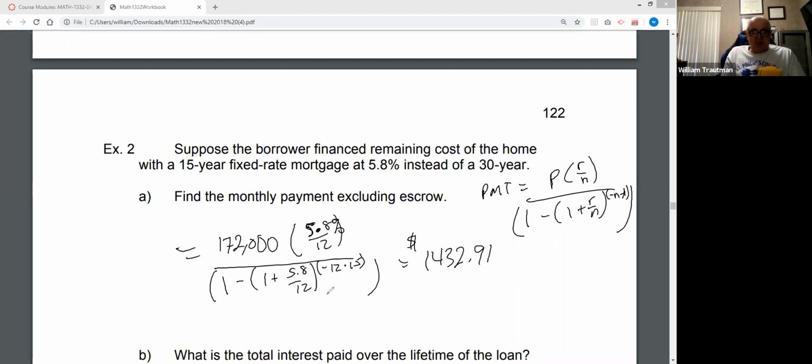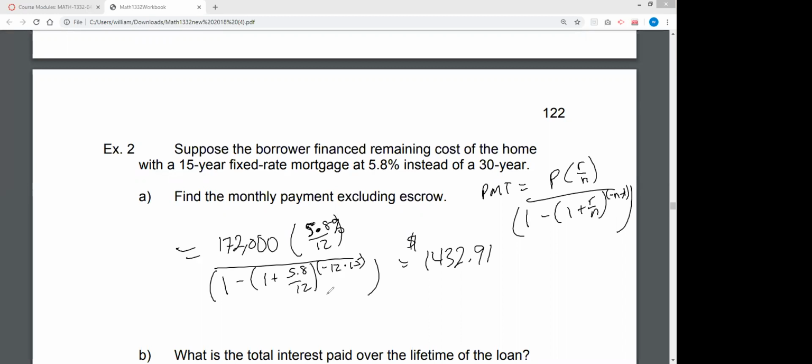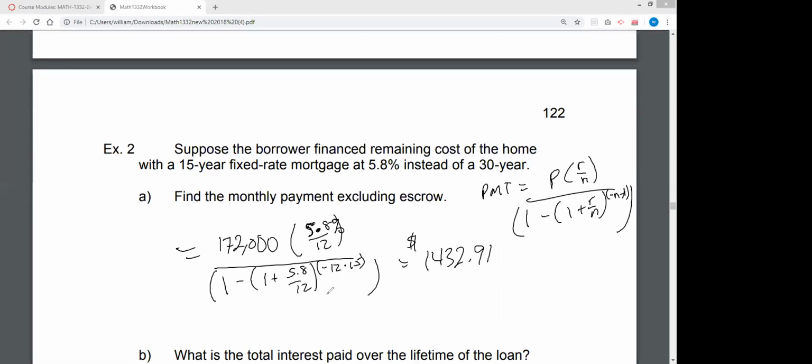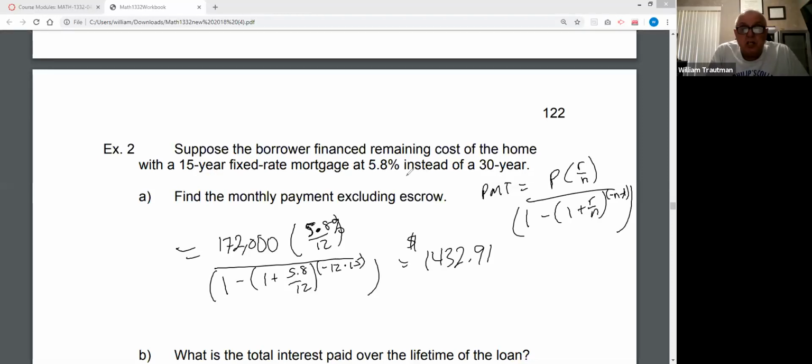I'm gonna try it. Let's see. What was the answer again? 1432.91. Correct. That's what I got too. Good, good. Then I don't have to type it in. Okay. Lazy. Now that's just the PI, the principal and interest. Look at what this is for 15 years.